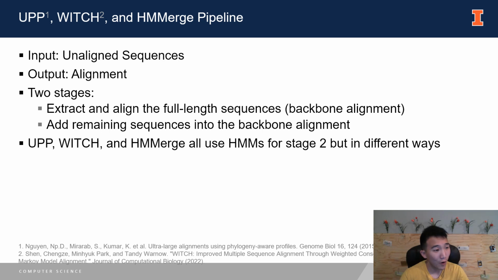These pipelines all work in the same way, where the input is a set of unaligned sequences and the output is a multiple sequence alignment on all of the input sequences. They work in two stages. The first stage is the backbone construction stage, where the input sequences are partitioned into full-length and query sequences. An alignment is built only on the full-length sequences, and then an ensemble of HMMs is constructed on the full-length sequences. In the alignment phase, the remaining query sequences that we partitioned out in the first phase are aligned to the backbone alignment. All three of these methods, Up, Which, and HMMerge, use the same first stage, but differ in how they align the query sequences to the backbone alignment.